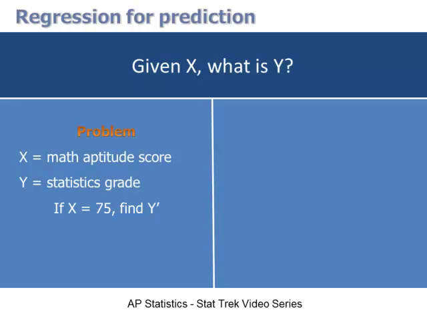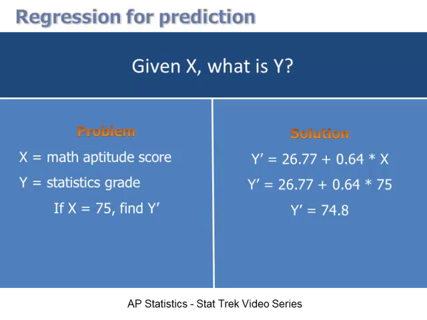To answer this question, we turn to our regression equation. Y prime equals 26.77 plus 0.64 times x. If the student made a 75 on her math test, the regression equation predicts that her grade would be 26.77 plus 0.64 times 75, or about 74.8.